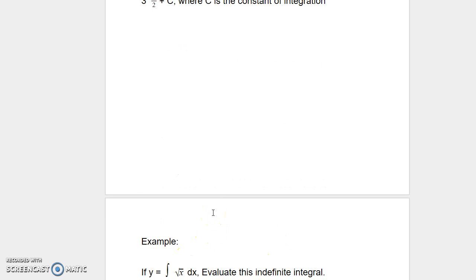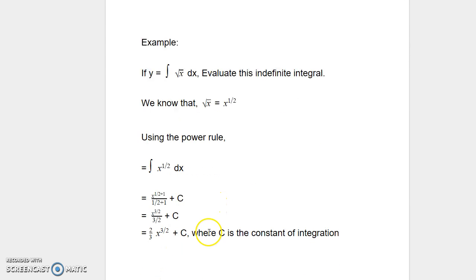Let's look at another example. Let's say we have the integral of the square root of x dx this time, and we want to evaluate this indefinite integral. We know that the square root of x can be written as x to the power of 1/2. We have a means of converting radical terms to exponent terms. We want to write it in terms of exponents because we can then use the power rule.